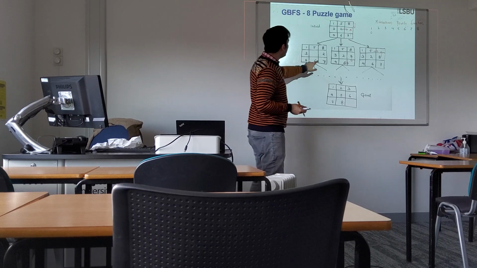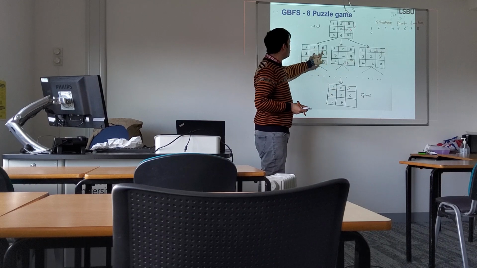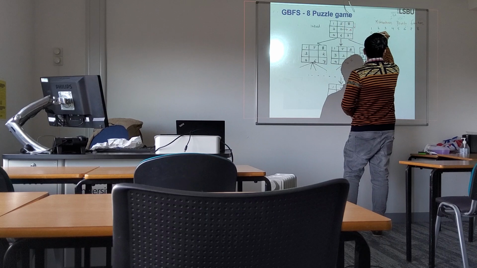Similarly, if I look at 2, so 2 is at this location. So I can go from 1, 2 or 1, 2. Both are the same distance. So it means that for 2, I need 2 moves.